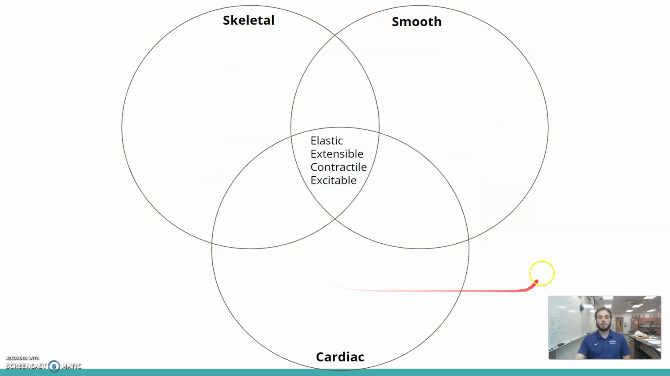So you see here we're going to be building a Venn diagram of these three. And like I said, all three of these have these four things in common.